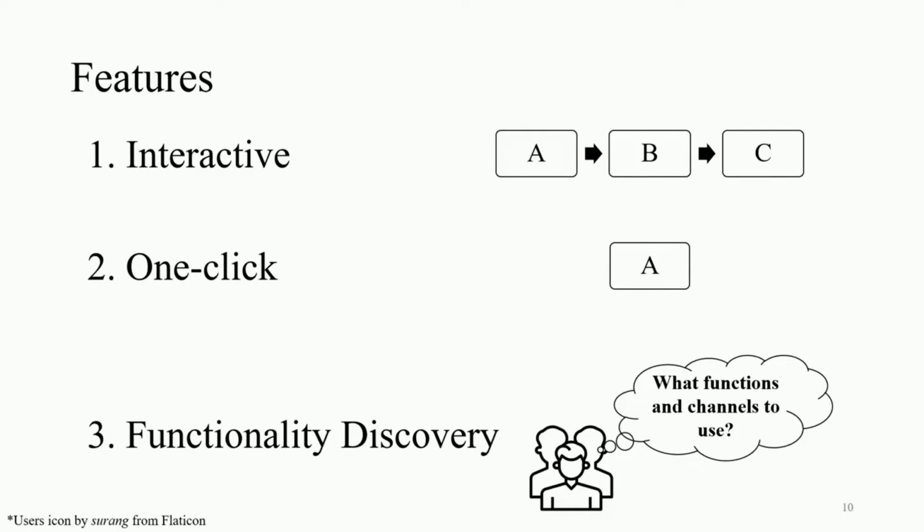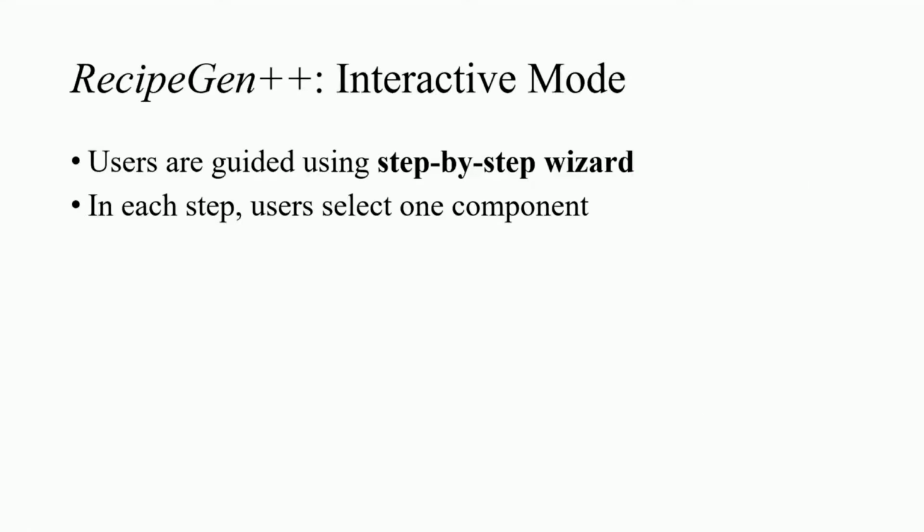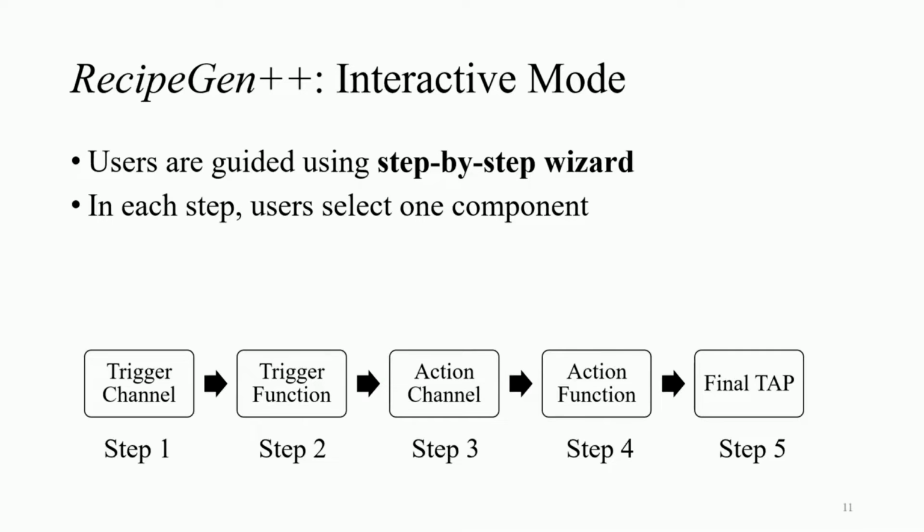RecipeGen++ has three working modes. In the interactive mode, users are guided step by step to compose TAPs. Users can compose TAPs in 5 steps, and in each step, they are required to choose one component. The selected component will be used as the prior knowledge to generate the prediction in the next step.